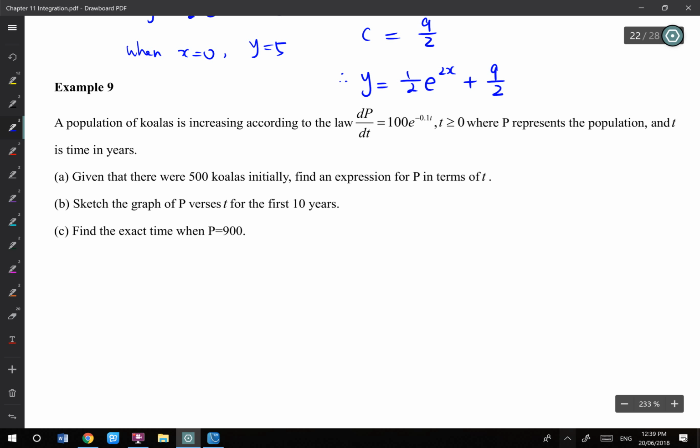A population of koalas is increasing according to this law, dp/dt equals 100e^(-0.1t). A lot of modeling for populations will use exponential, because exponential will go to horizontal asymptotes and will restrict the increase. It's not going to increase forever, because for any population you can't just keep increasing.